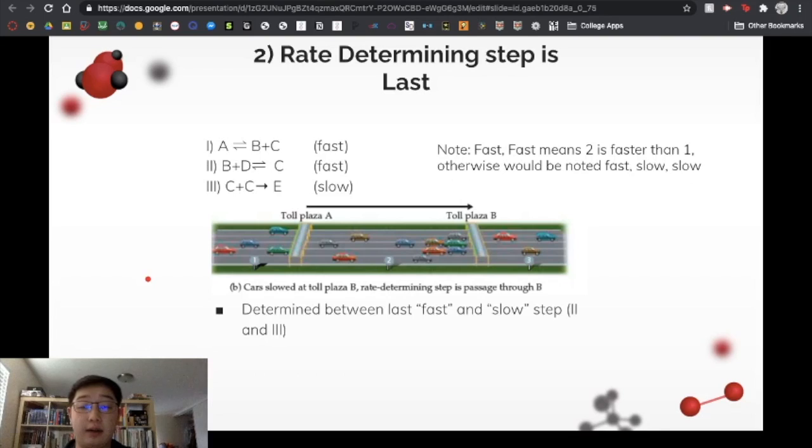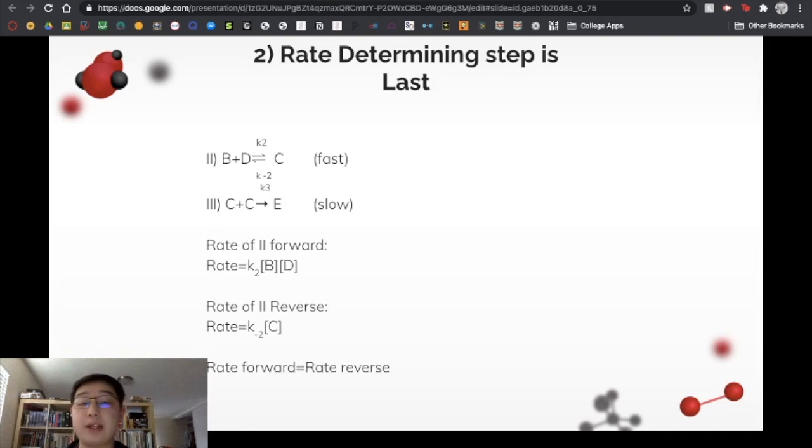And then the next case is where you have the rate determining step last. In this case, you can see you have two fast equations where 1 is fast and 2 is fast. Fast essentially just means that 2 is faster than 1. Otherwise, it would be noted as fast, slow, and then slow instead. So if you have multiple of these stacked, just know that it essentially means that it's faster or slower than the previous reaction. So the rate here is going to be determined between the last fast and the last slow reaction. So in this case, it's steps 2 and 3. The rate determining step here would technically be number 3, but in order to calculate it, you're going to be using 2 and 3.